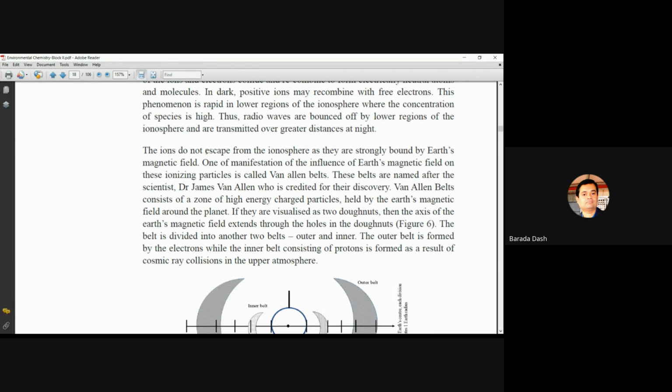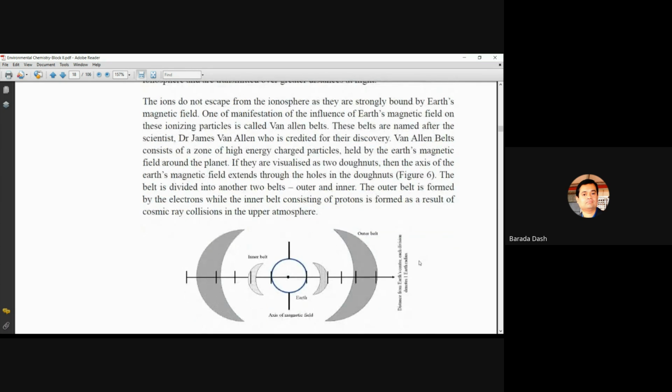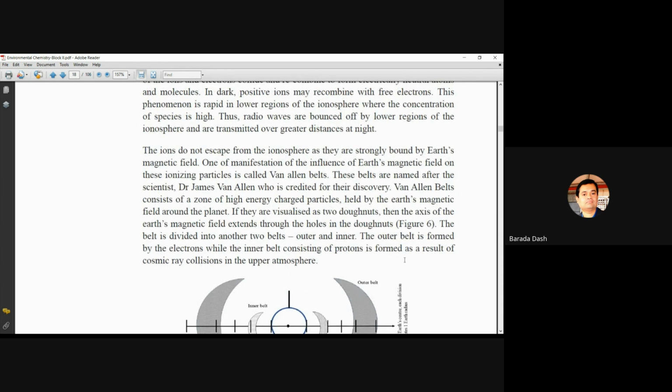So Earth has a magnetic field. So this magnetic field often protects us from different high energy radiations that are coming from the sun. So one manifestation of the influence of Earth's magnetic field on these ionizing particles is called Van Allen belts. These belts are named after the scientist Dr. James Van Allen, who is credited for this discovery.